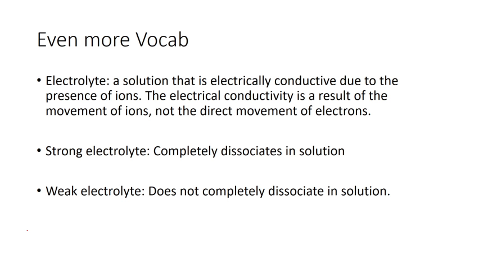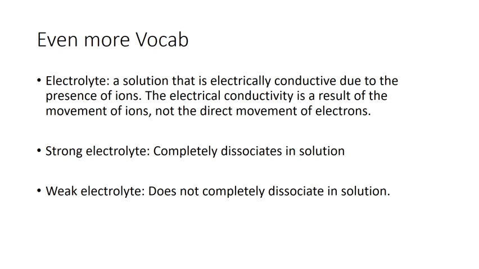Okay, even more vocab. We'll talk much more about electrolytes in other units, but I want to introduce this vocab here. An electrolyte is a solution that is electrically conductive due to the presence of ions. So the electrical conductivity is a result of the movement of ions, not the direct movement of electrons.